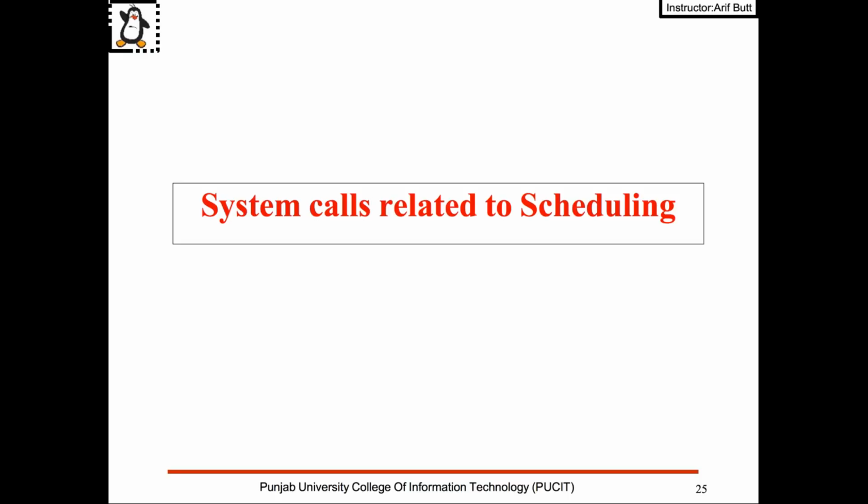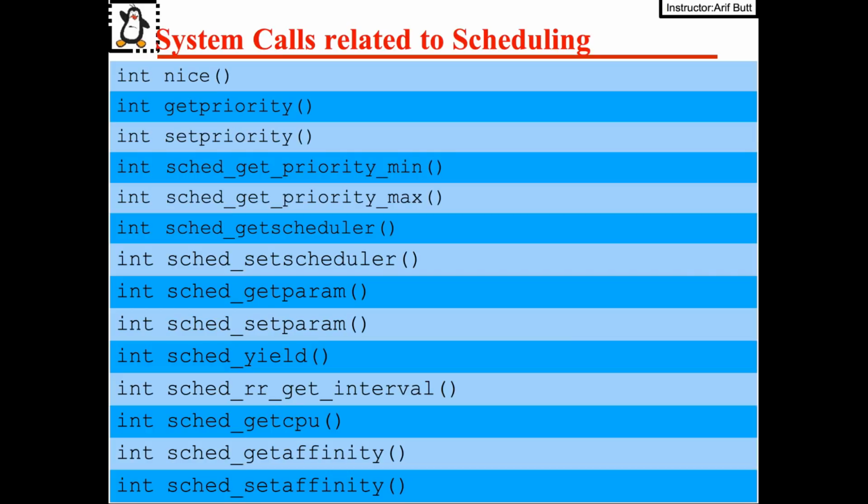Okay, so up till now what we have done is we have used commands on terminal to change the scheduling parameters of a process. Let us see how we can do the same from within a C program.